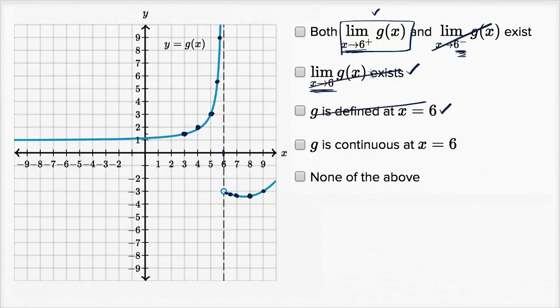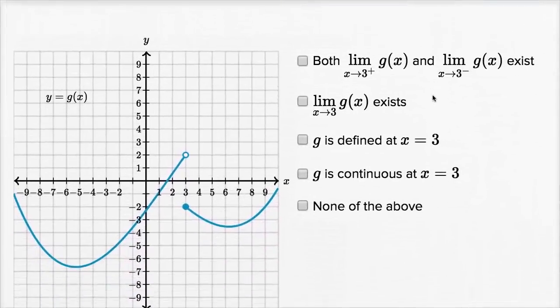And the first two conditions aren't true, and so these can't even equal each other because neither of these exist. So this is not continuous at x equals 6, and so the only thing I could check here is none of the above. Let's do another one of these.